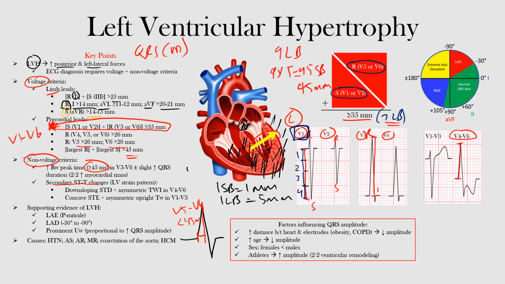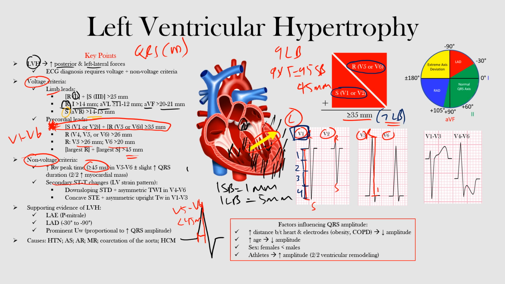Okay. Now in these cases we would see downsloping of the ST segment. Okay, downsloping ST depression and asymmetric T wave inversion in leads V4 through V6. While we would see in leads V1 through V3 concave ST elevation and asymmetric upright T waves. Okay. So this is just like when we talked about right ventricular strain pattern. Okay, now this one is our secondary ST-T wave changes that are a result of repolarization abnormalities.